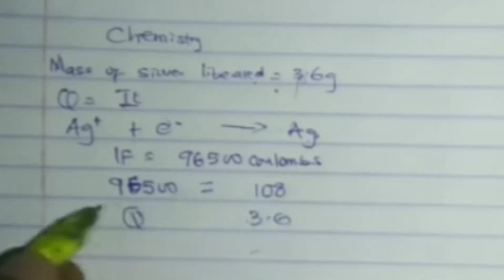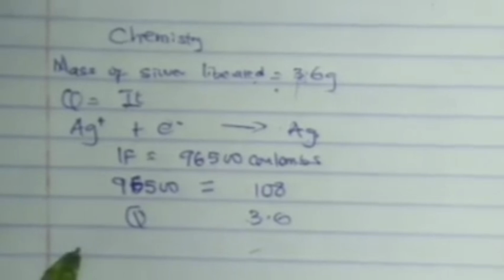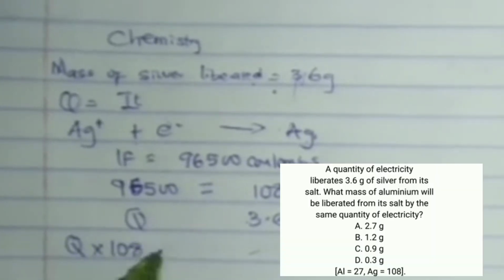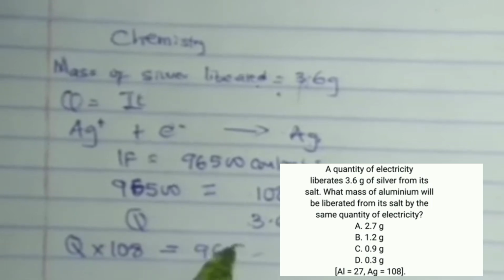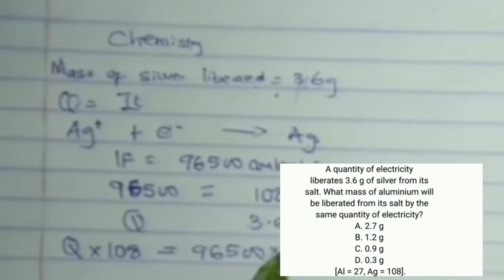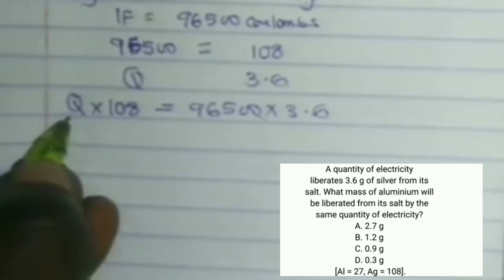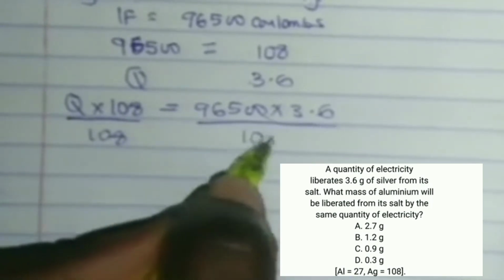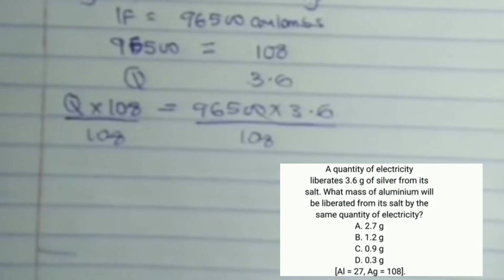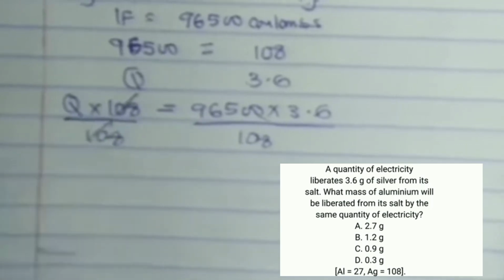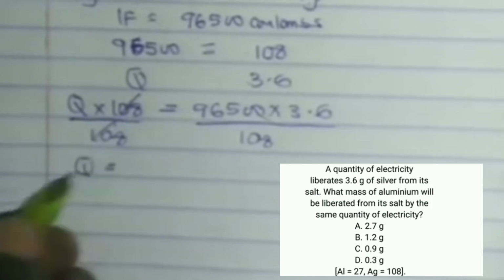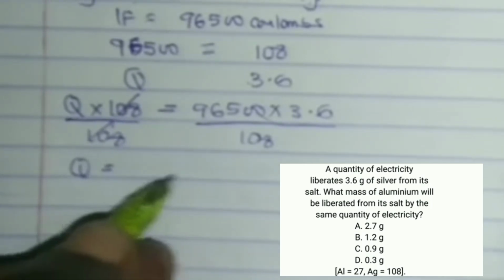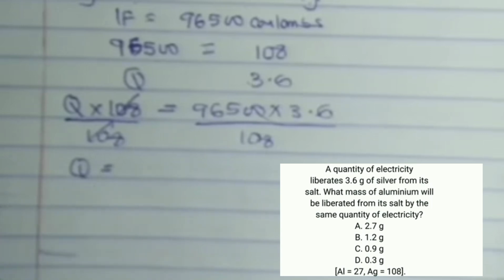Now what I love to do is to think of it like there's a division line here and there's a division line here, and I cross multiply. So if we cross multiply now, we're going to have Q times 108 equal to 96,500 coulombs multiplied by 3.6. So we'll divide both sides by 108. I'm trying to do it in the best way that you can understand it. Okay, so 108 will cancel out. The quantity will now be equal to 96,500 times 3.6 all over 108.